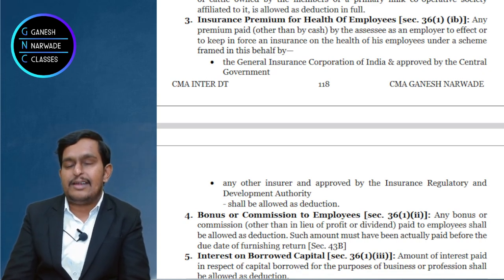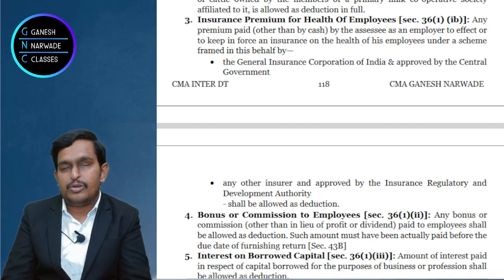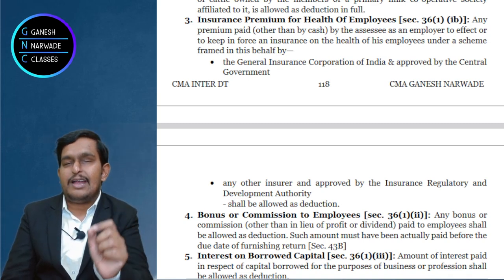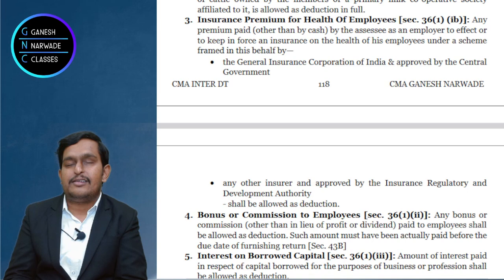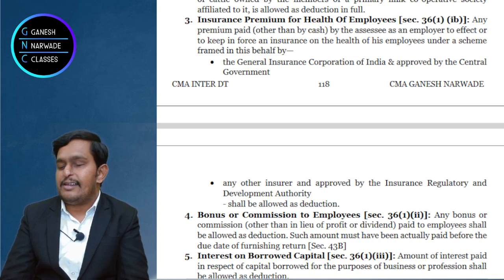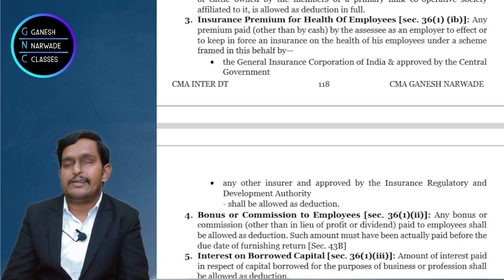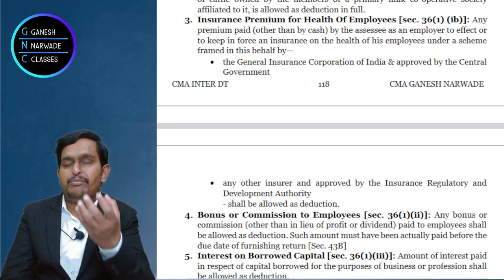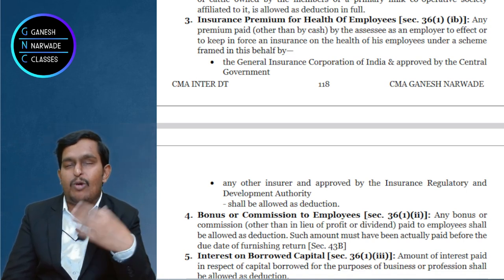Now, bonus and commission. Section 36 subsection 1 clause 2. Simply, bonus and commission will be allowed as deduction on actual payment basis, right? It is not allowed on due basis. It is allowed only on actual payment basis. But by what time should we pay?